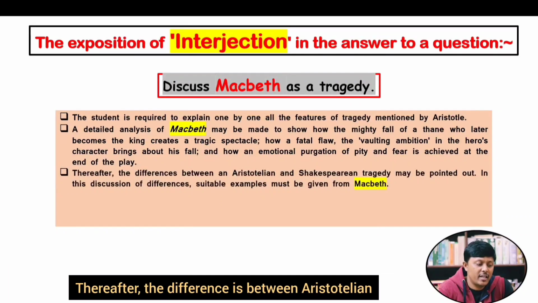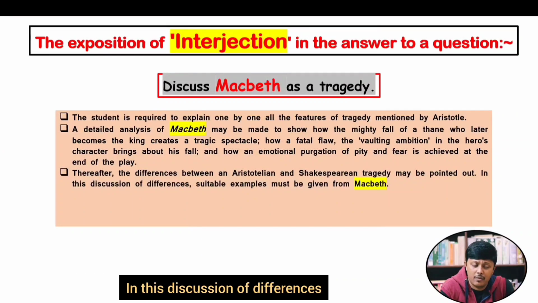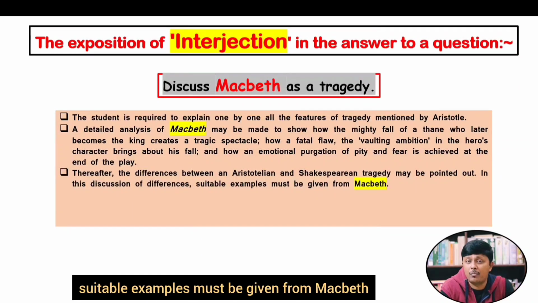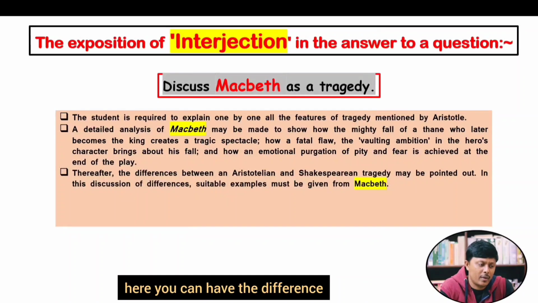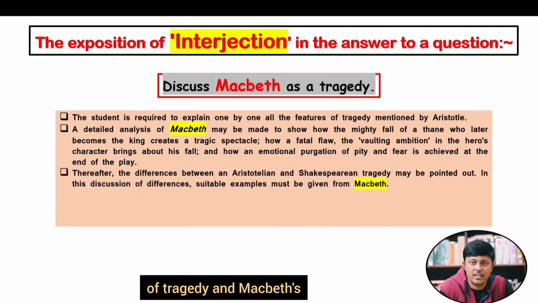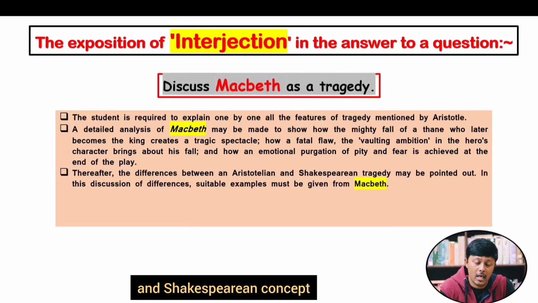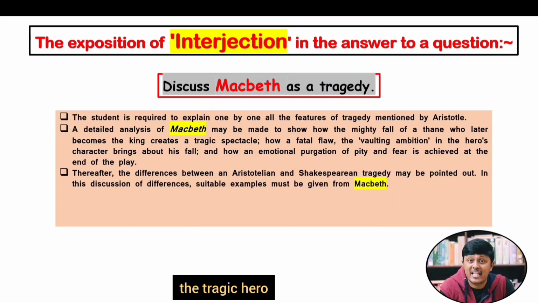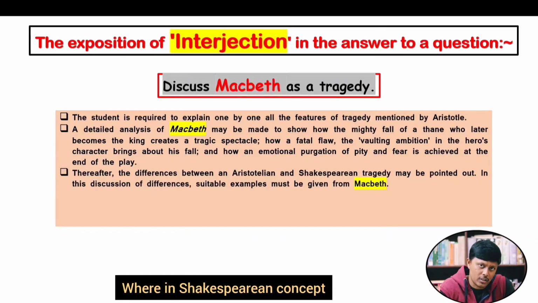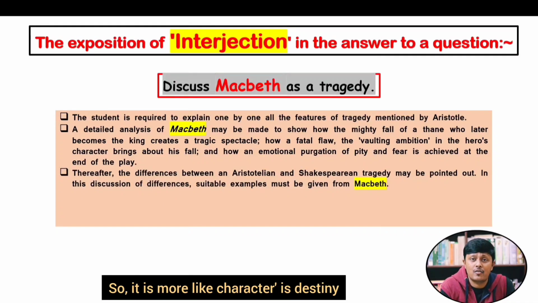Thereafter, the differences between Aristotelian and Shakespearean tragedy may be pointed out. In this discussion of differences, suitable examples must be given from Macbeth. So, here you can have the difference or similarity between the Aristotelian concept of tragedy and Macbeth's. For example, the most significant difference between the Aristotelian concept and the Shakespearean concept is the tragic hero, where in the Shakespearean concept, the tragic hero takes his own fate into his own hand. So it is more like character as destiny.